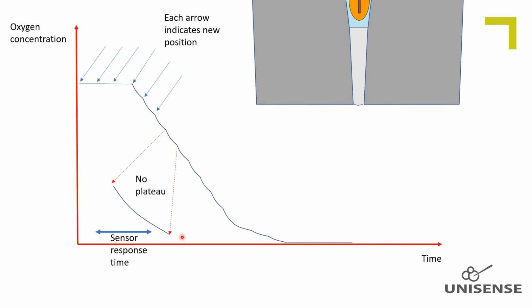Therefore, it is evident that the sensor disturbs the natural concentration by blocking the supply of oxygen to the sensitive area of the tip. You might think that this is only a problem which is associated with oxygen profiling, but this is a wrong interpretation.